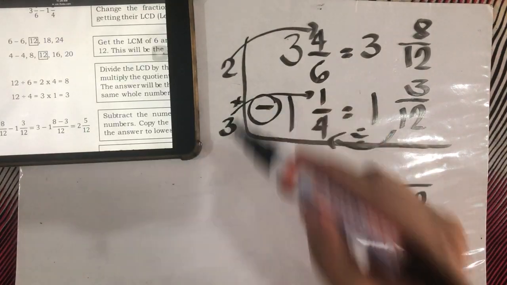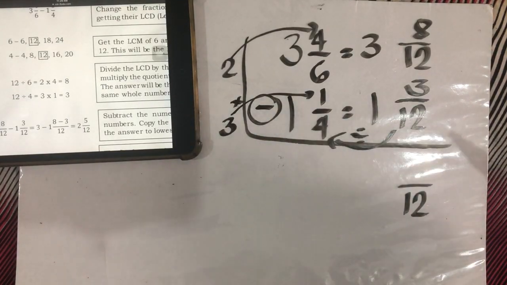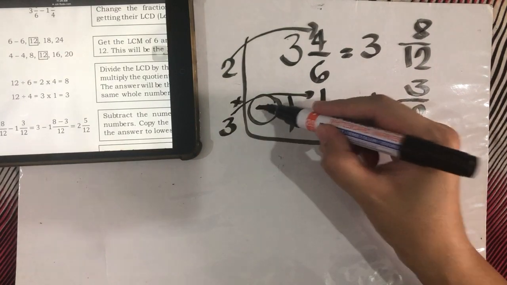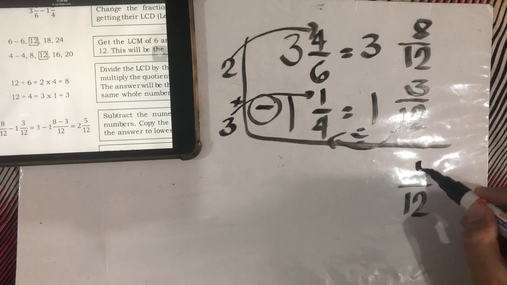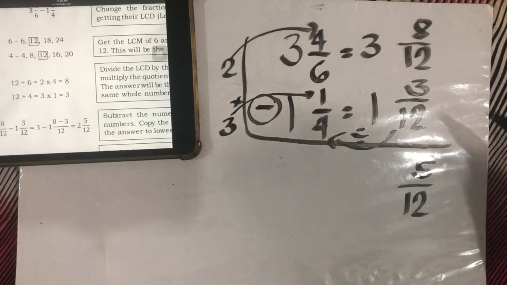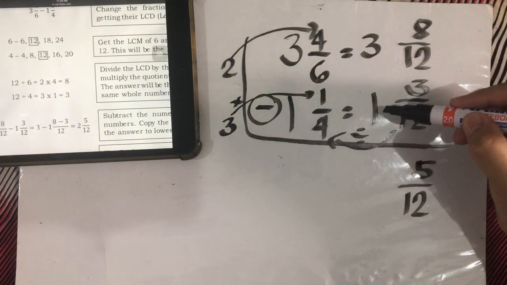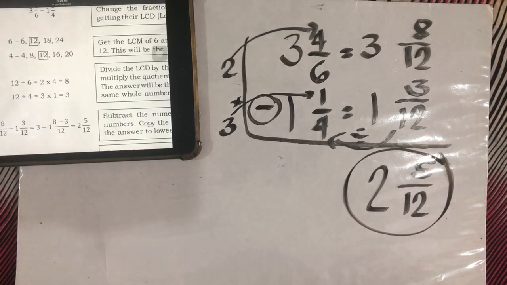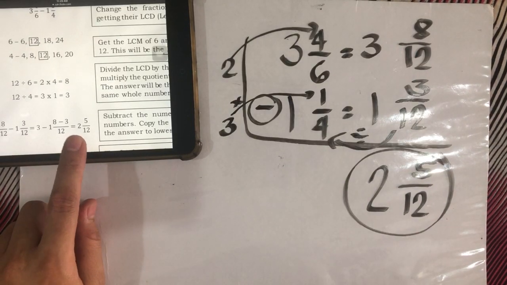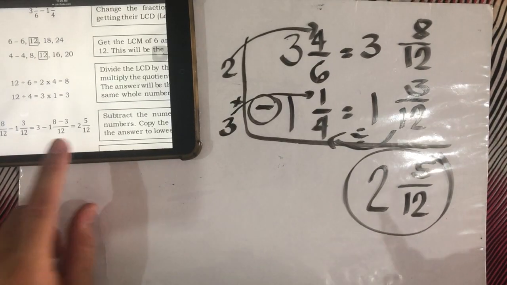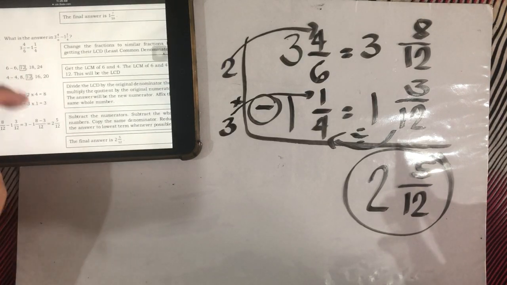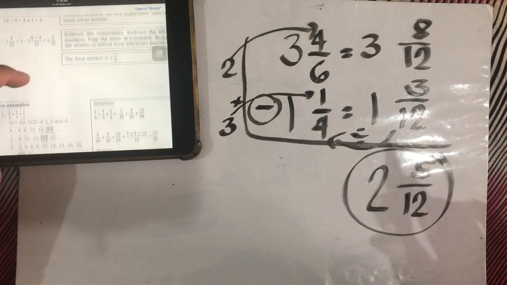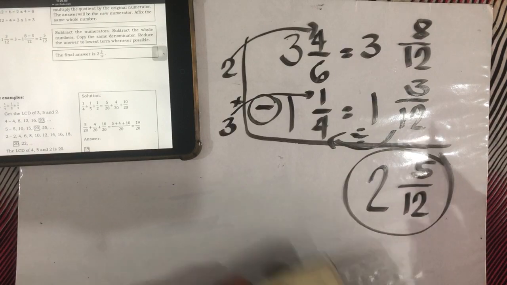Remember, we are doing subtraction. So, subtract mo. 8 minus 3, you have 5. And then, 3 minus 1, you have 2. So, ang sagot mo ay 2 and 5 over 12. Okay? So, ganun lang siya sa pagsagot.